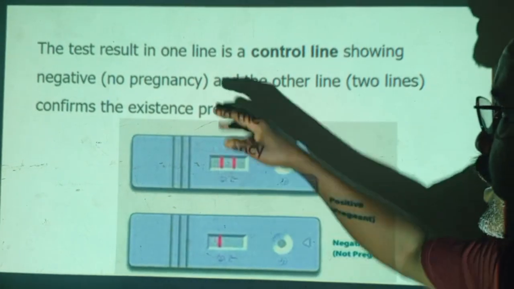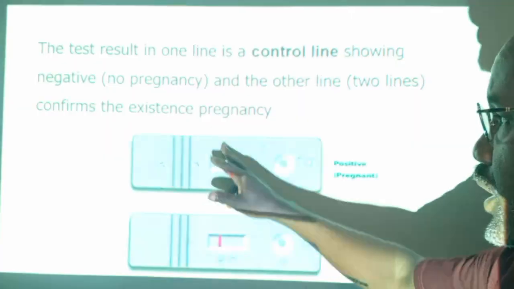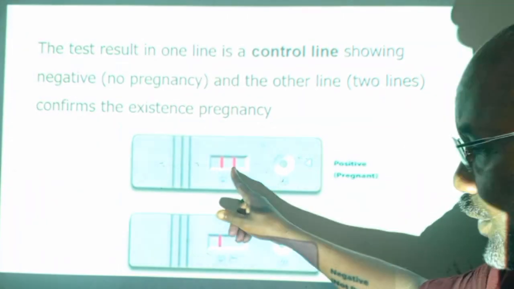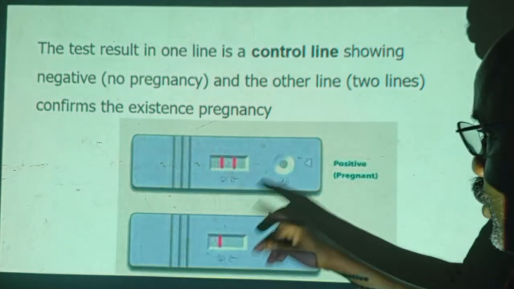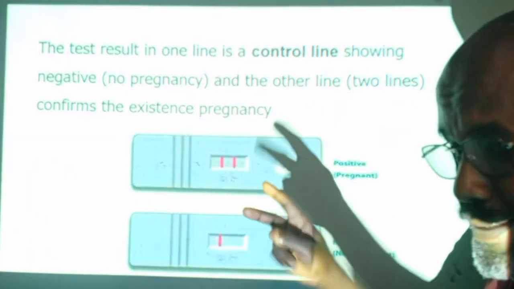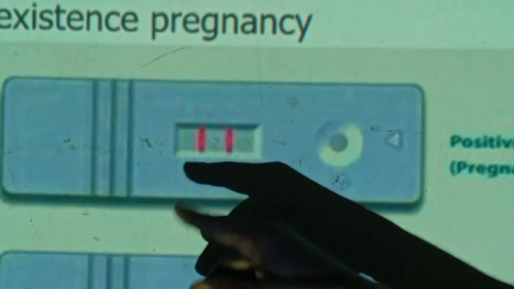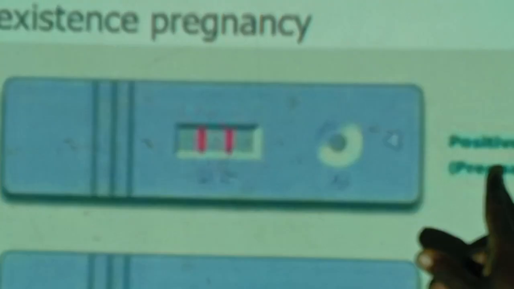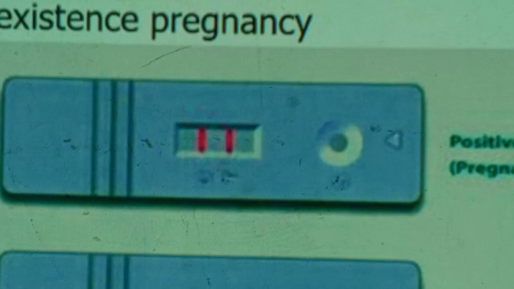Therefore, the test result in one line is control. Of course, this one is control. That means these are antibody cells. If you want to get a color change, you put the urine here. The urine sample is put here, and within 3 minutes it will show you this double color if it is positive, that means if the hormone is found in the urine of that female. Otherwise, it remains like this.